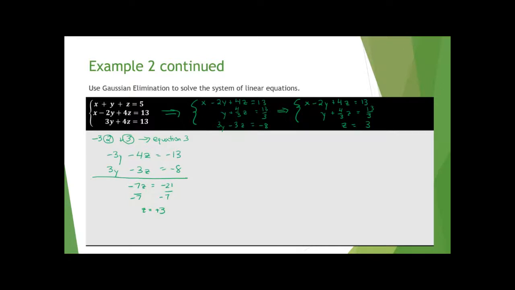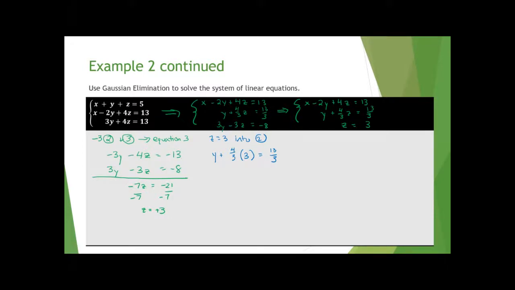So z equals 3. So I'm going to take z equals 3 and plug it in. Maybe I shouldn't use the arrow. I'm going to just write into equation 2. So we have y plus 4/3 times 3 equals 13/3. I tried to find equations that are a system that wouldn't deal with fractions, but it's very hard to come up with a system, and most of the time they do end up with fractions. It took too much time for me to try to find one that came out nicely.